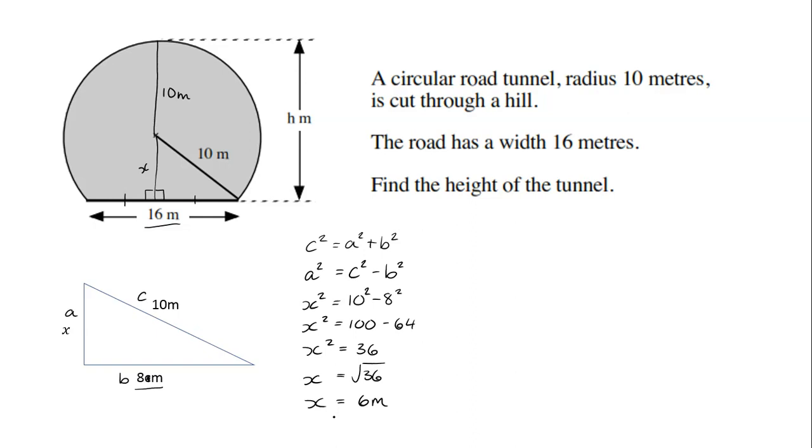Now, one of the stumbling points we always find each year is, at that point, people tend to stop. We haven't answered the question yet. The height of the tunnel is going to be this 10-metre radius, if we go back to the diagram, added on to the x dimension that we've just worked out. So the height is 16 metres.